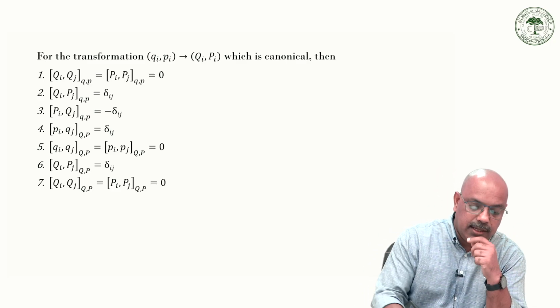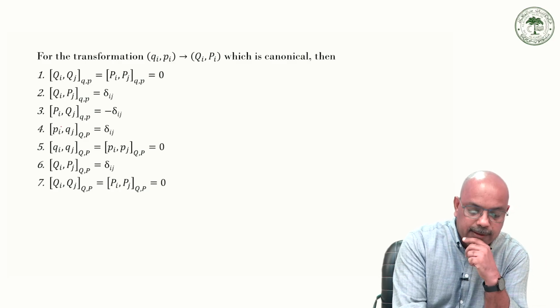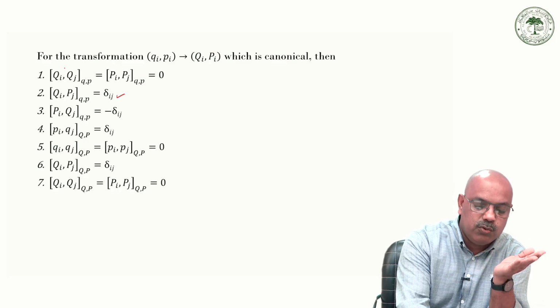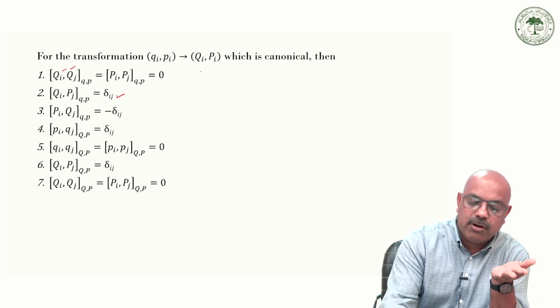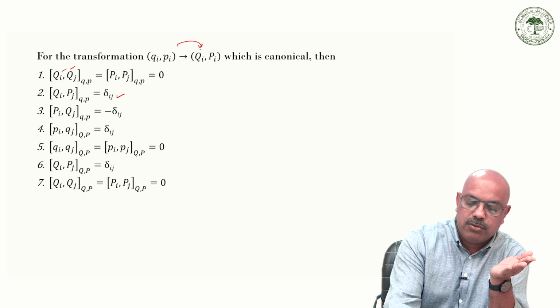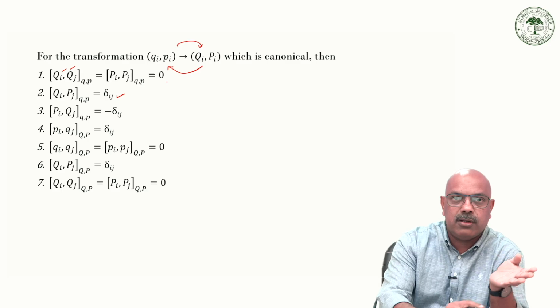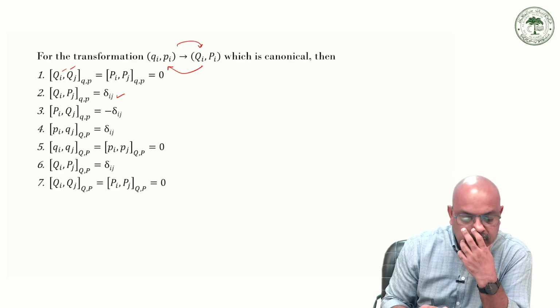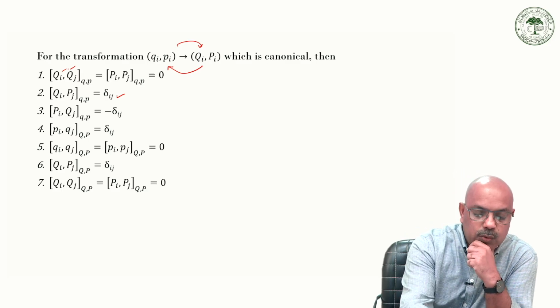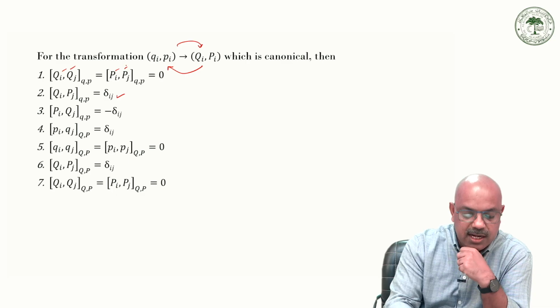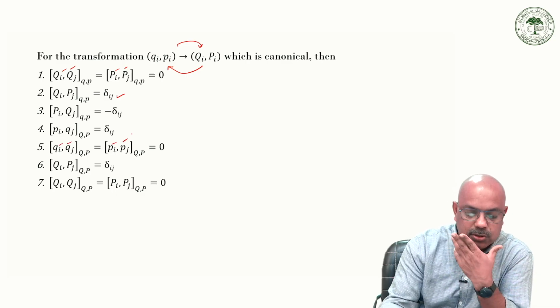If {Q, P} is δij, because what you're doing in canonical transformation is from Q, P to capital Q, capital P, or from a capital QP to a small qp, whatever your transformation is. If you find that {Q, Q} is 0 and {P, P} is 0, this is standard, and {Q, P} with small qp is also going to be 0.